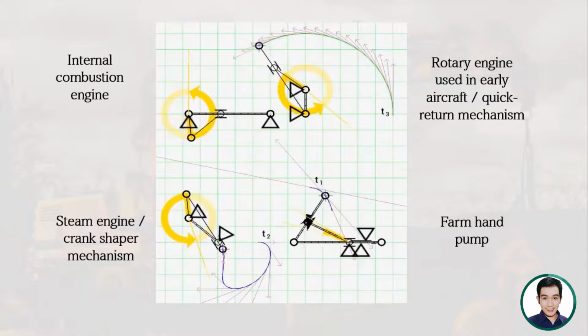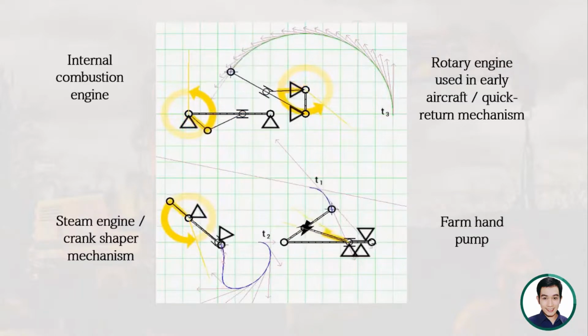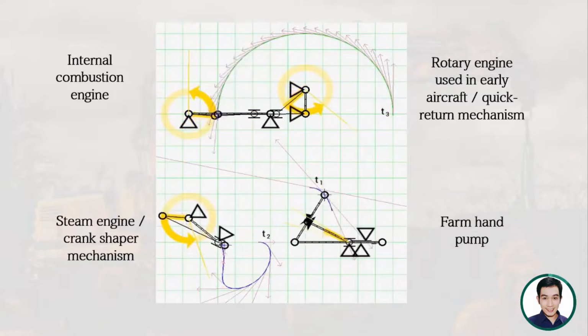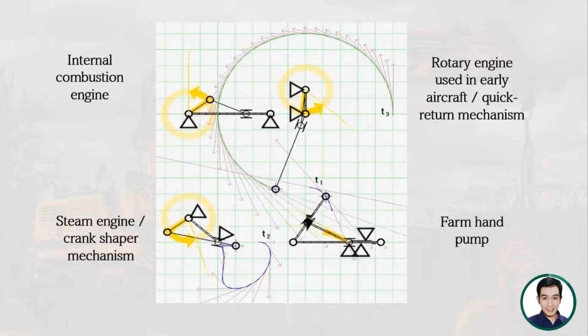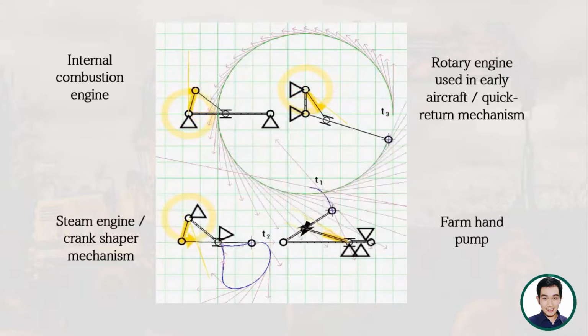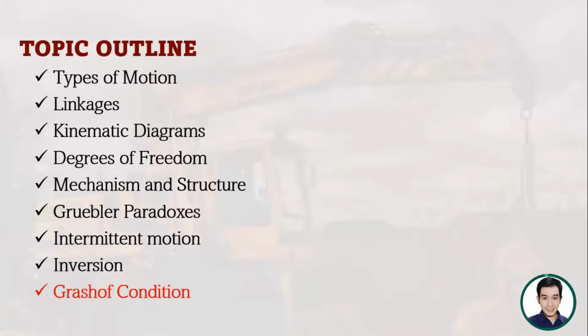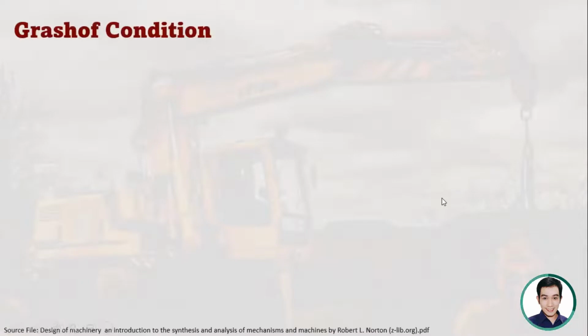So you can see that by grounding different links, you can actually find different inversions. To know what inversions are, we can simplify the process of identifying the mobility or the behavior of the inversion of a 4-bar linkage using what we call the Grashof condition. So what is a Grashof condition?